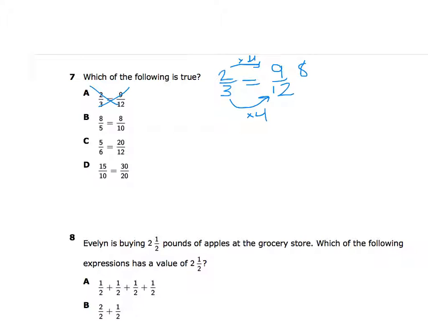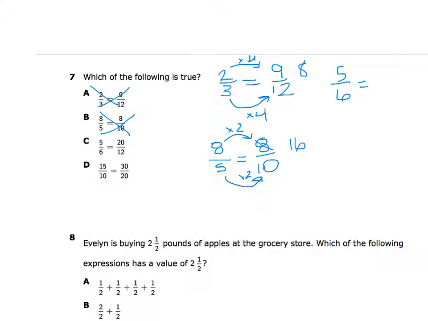The next one, if I look, 8 over 5 is equal to 8 over 10. Look here, start with the denominator. Well, 5 times 2 is 10, and 8 times 2 should be 16. This should be a 16. So this one is not true. The next one we have here is 5 over 6 is equal to 20 over 12.